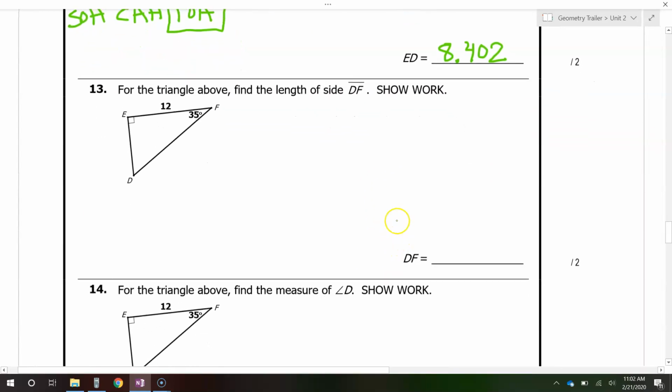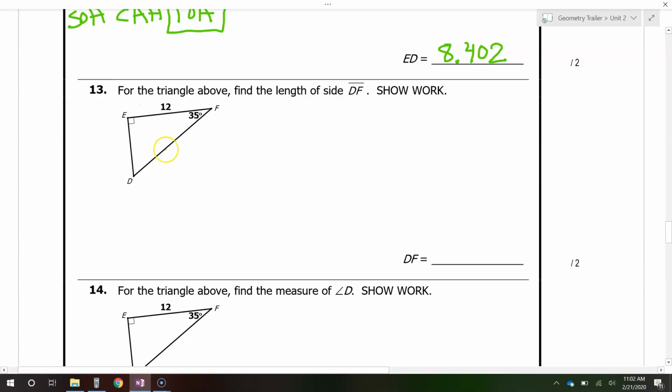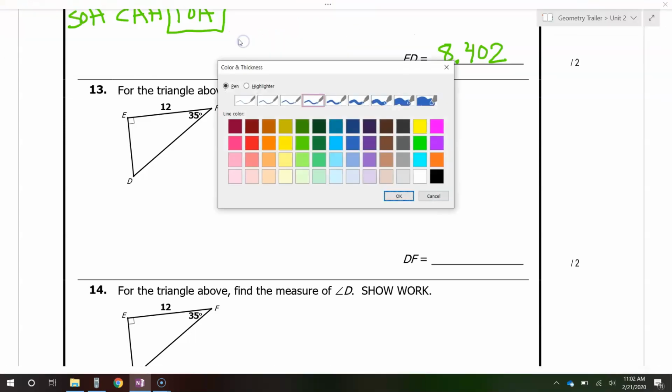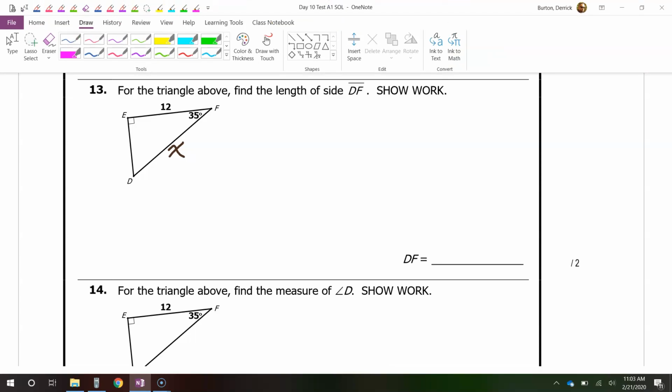All right, how about number 13? This is going to be another sine, cosine, tangent problem. But first, we need to put an x on here somewhere. Find the length of side DF. So let's put an x on side DF. For some strange reason, my black pen doesn't work, so I am using dark brown. Don't tell anybody. So DF is right here. All right, let's put the x.